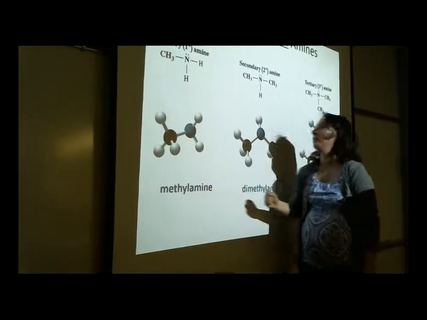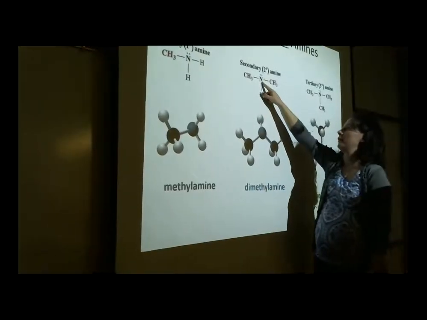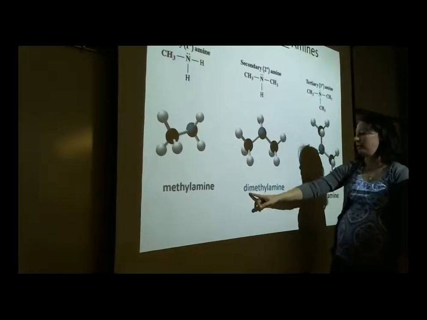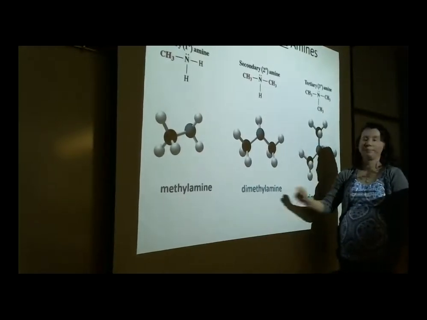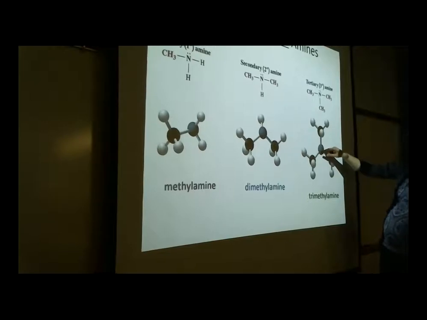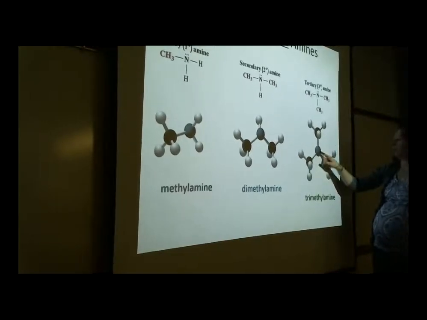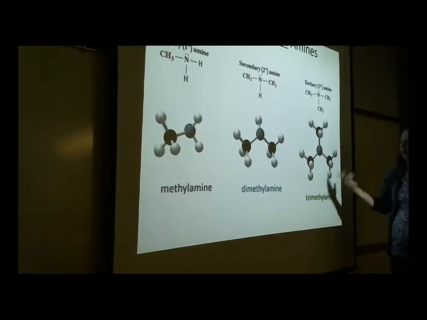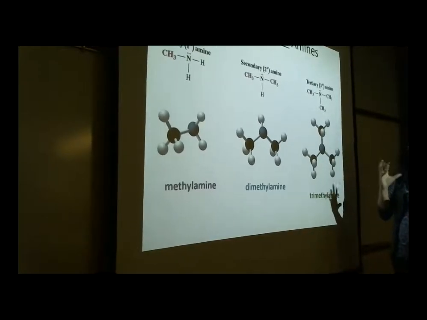That one's super easy, right? Nothing fancy there. This is an amine, and it's got a methyl group here and a methyl group here. So we would just call that dimethylamine. This is an amine with a methyl group here, methyl group here, methyl group here. So we're calling this trimethylamine. Okay? These are all super simple. Right?